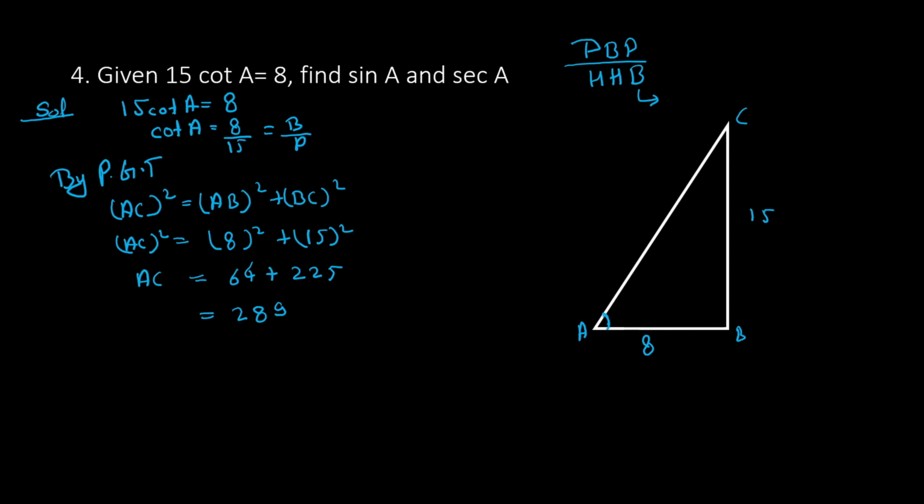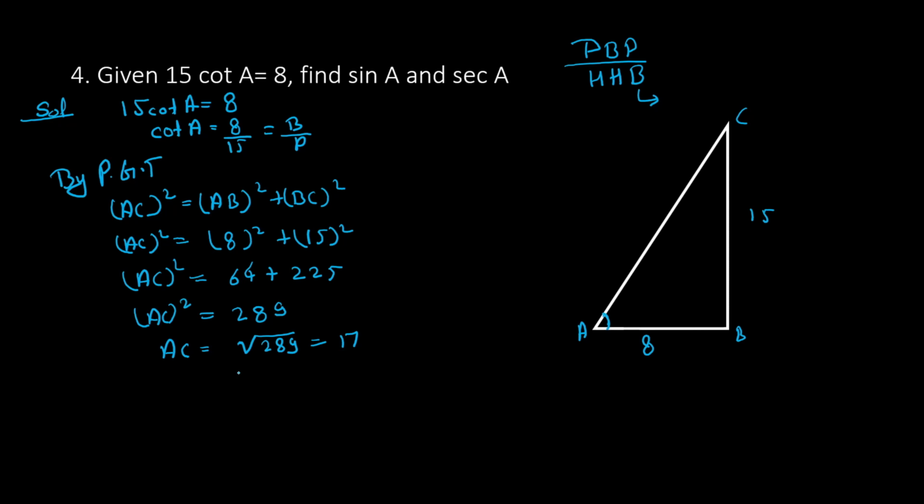Now AC square will be as it is. So AC will be under root 289, equal to, it will come out as 17. We can check it, 17 into 17. 7 7s are 49, 4 carried, 7 1s are 7 plus 4 is 11, 1 7 is 7, 289. It is correct.